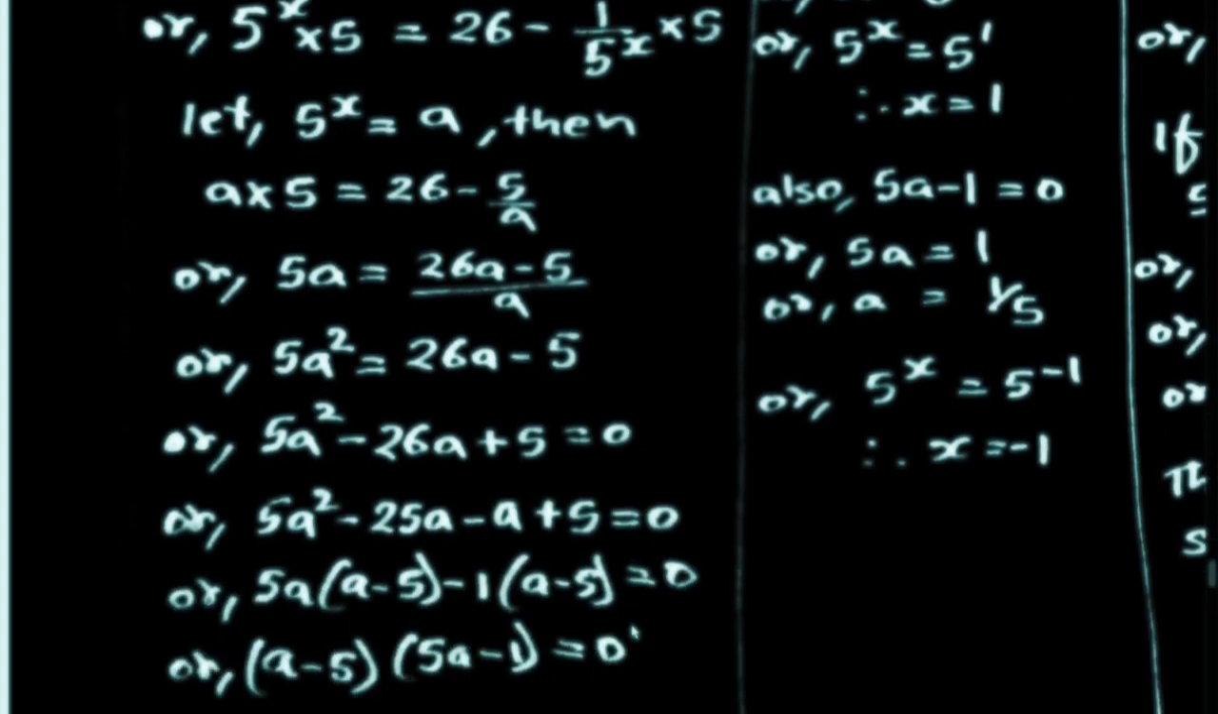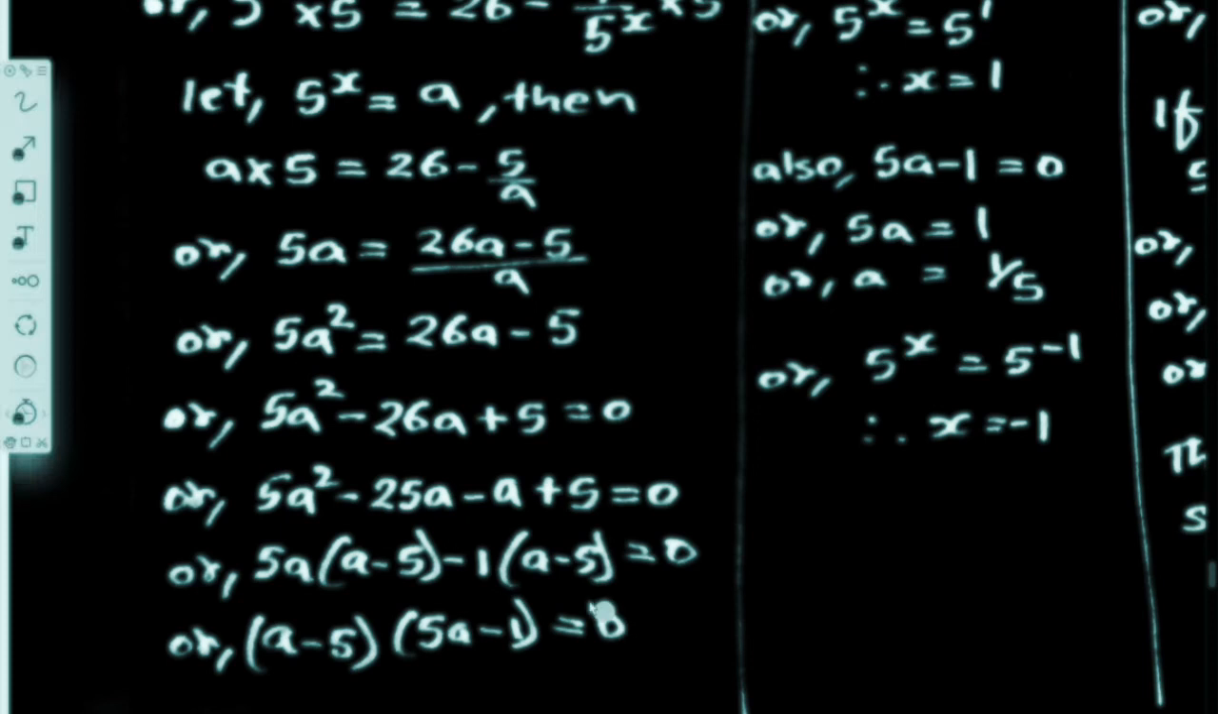Now here 5a is multiplied with the bottom one a. So 5a into a is 5a square equal 26a minus 5. Now side should be changed. 5a square minus 26a. Side is changed, it means sign should be also changed. 26a comes as minus 26a. Also minus 5 changes, plus 5 comes equal 0.